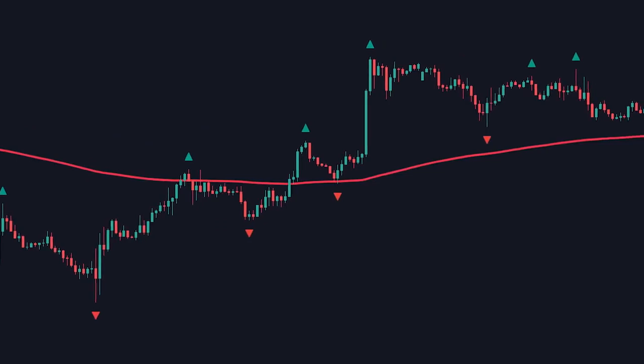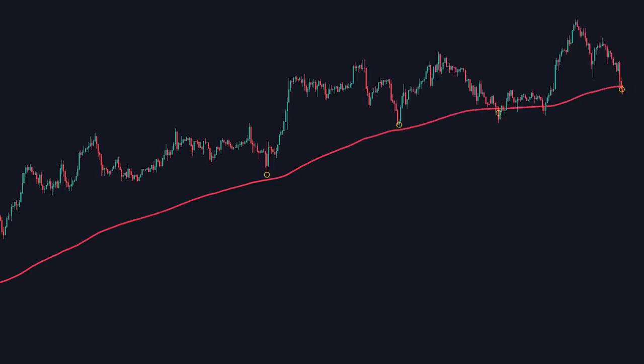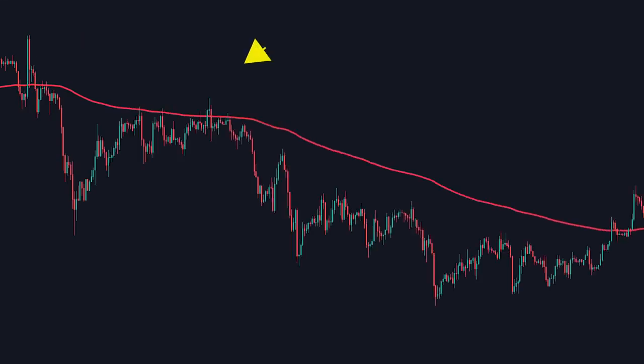A 200 EMA on a larger time frame is going to act as a very strong support and resistance. For example, in this uptrend, you can see price use this EMA as a support and bounced off it many times. Then in this downtrend, you can see price use the EMA as a resistance and again bounced off it many times. You see where I'm going with this?